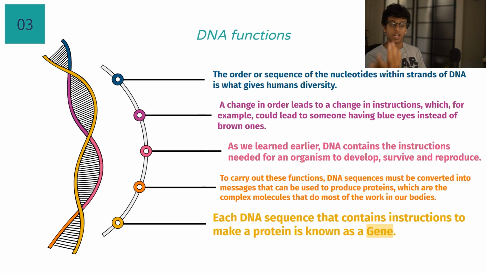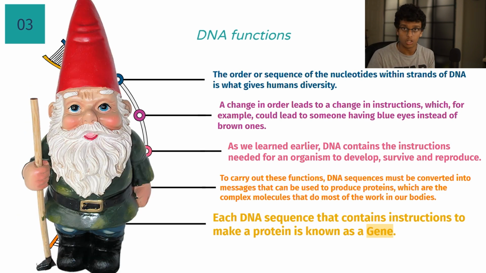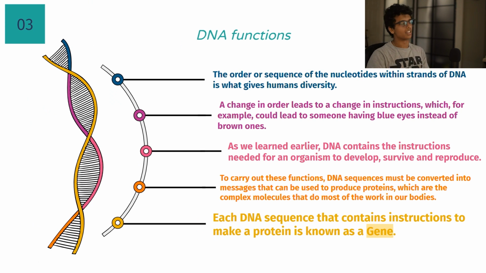A change in order leads to a change in instructions, which for example could lead to someone having blue eyes instead of brown eyes. Basically the instruction manual says make some blue eyes instead of saying make some brown eyes, and that's what your body does. As we learned earlier, DNA contains instructions for organisms to survive, develop, and reproduce. To carry out these functions, DNA sequences must be converted into messages that can be used to produce proteins, which are the complex molecules that do most of the work in our bodies. And each DNA sequence that contains instructions to make a protein is known as a gene. You'll hear that word a lot when you come to the DNA unit, or if you just want to do anything that relates to DNA in the future. Gene, genomes, gene editing, gene therapy, all that stuff. That essentially just has to do with DNA sequences and working with them.